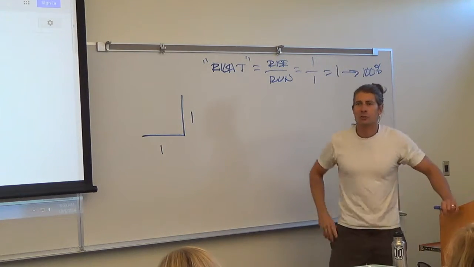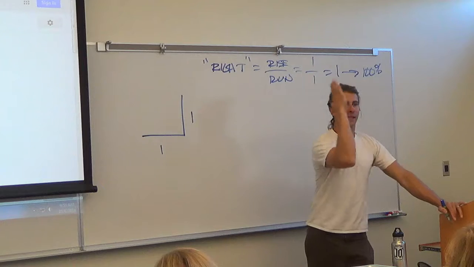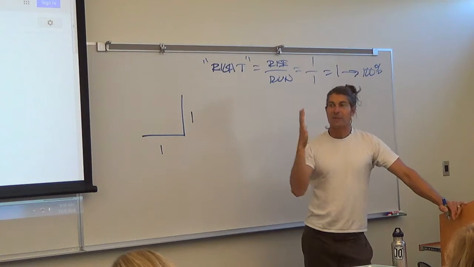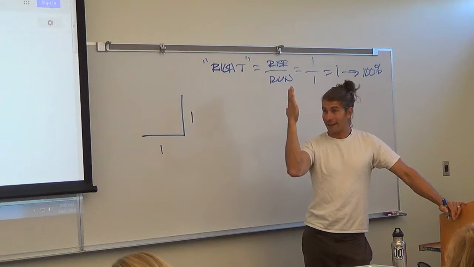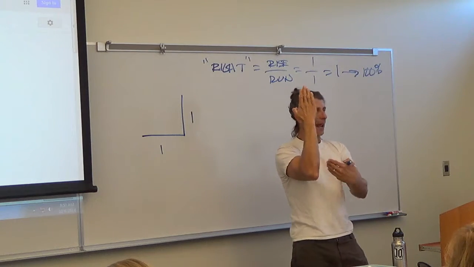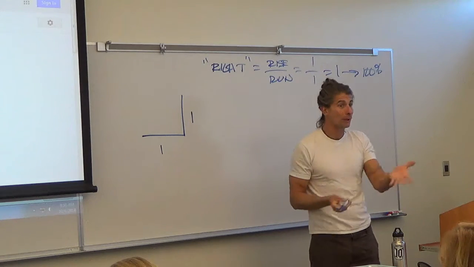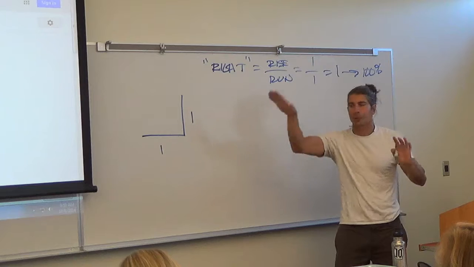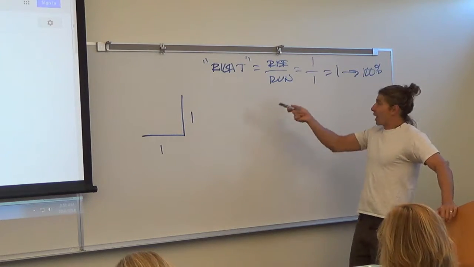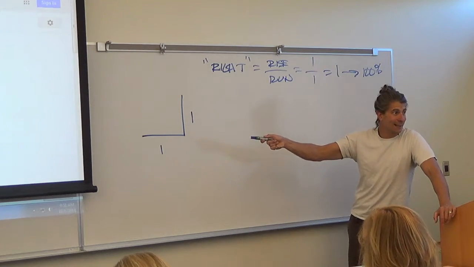I very often ask students, what's a 100% grade? And almost always they go like this: that's not 100%, that's infinite. That's an infinite grade. It's all rise and no run. 1 divided by 0, which is infinity. Well, we'll talk about that over coffee. That's a 100% grade, correct?